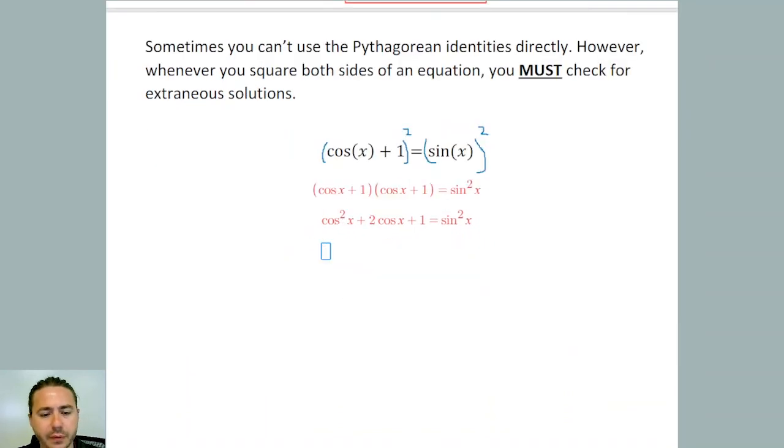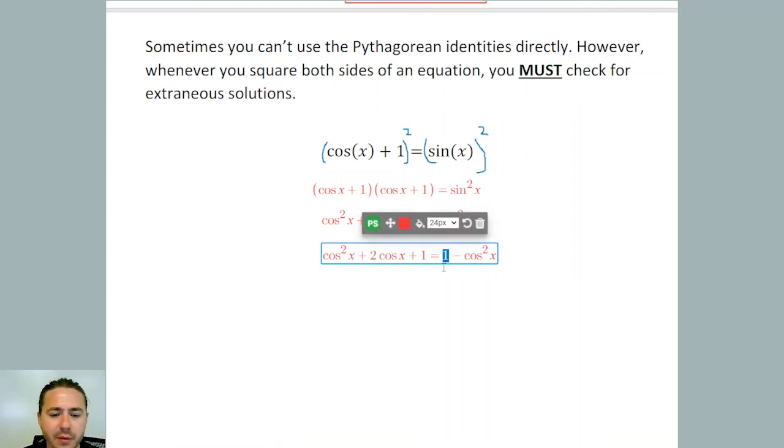All right, so I've got cosine squared x plus 2 cosine x plus 1 equals 1 minus cosine squared x. Now from here, we want to get everything onto one side so that we can go about our business in terms of factoring and doing whatever it is we need to do to solve the equation. So I'm going to add, first I guess I'll subtract 1 from both sides, knock these two out. So if I do minus 1 on both sides, 1 minus 1 is 0. Both of these will 0 out. Then I want to add cosine squared to both sides.